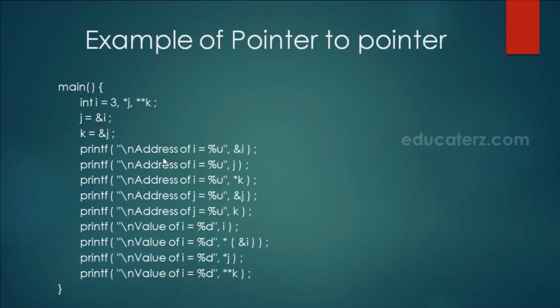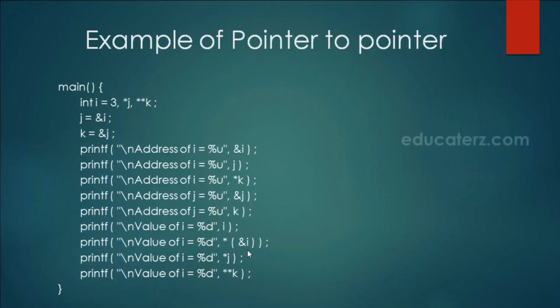Now if I want the address of i, then I can use &i or j or *k, because *k will hold the value at k, which is nothing but the address of i, that is j's value. Then we get the address of j, which we can get by &j, or it is stored in k also. The value of i we can access directly.